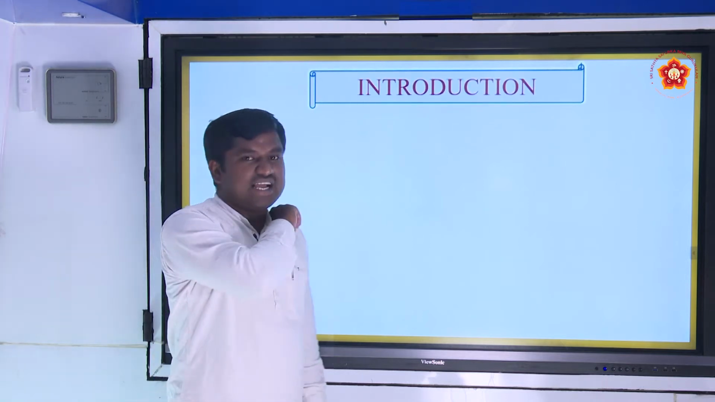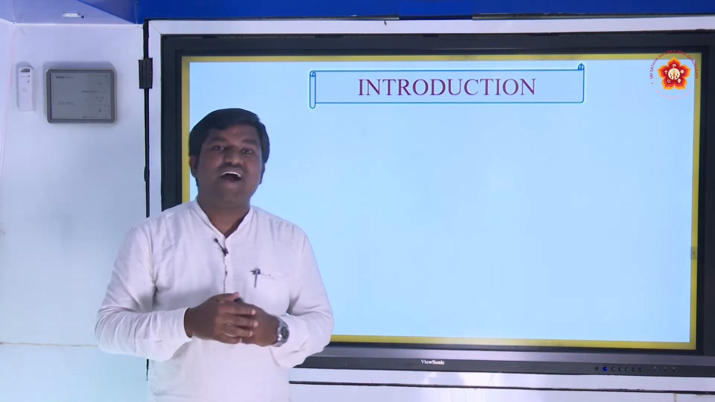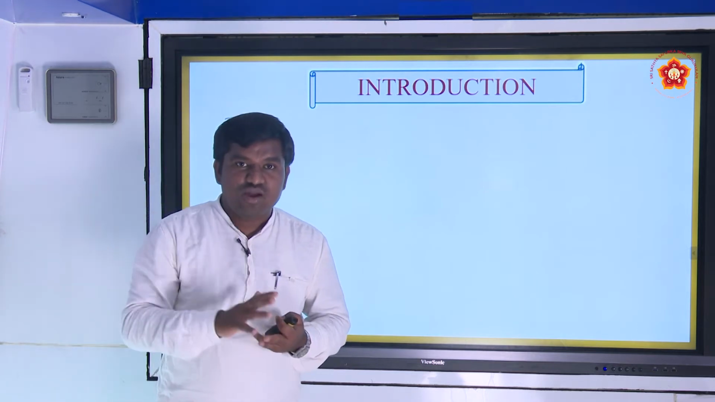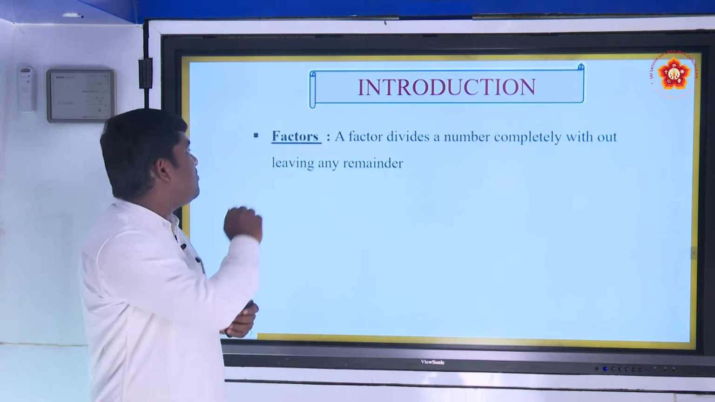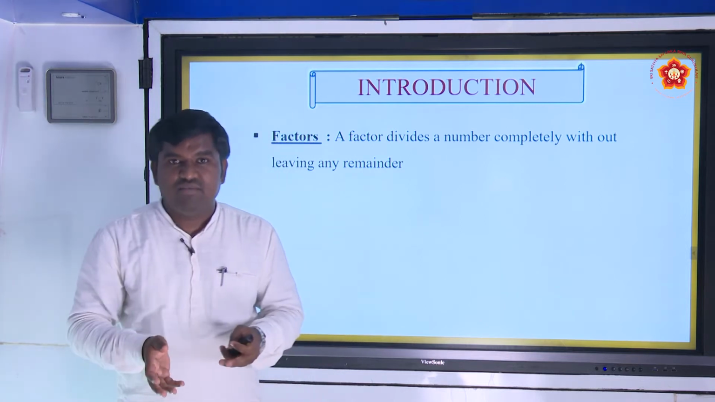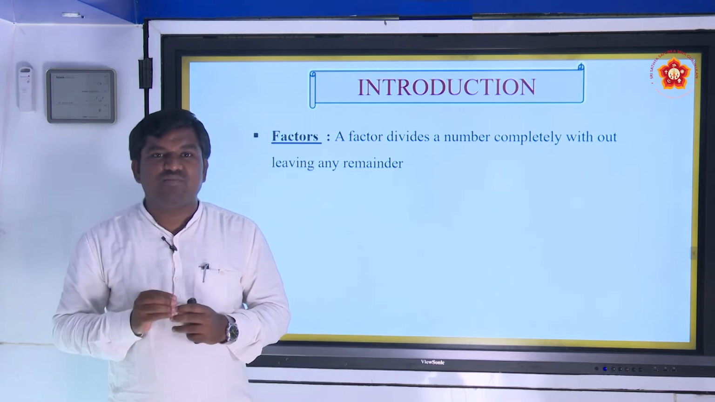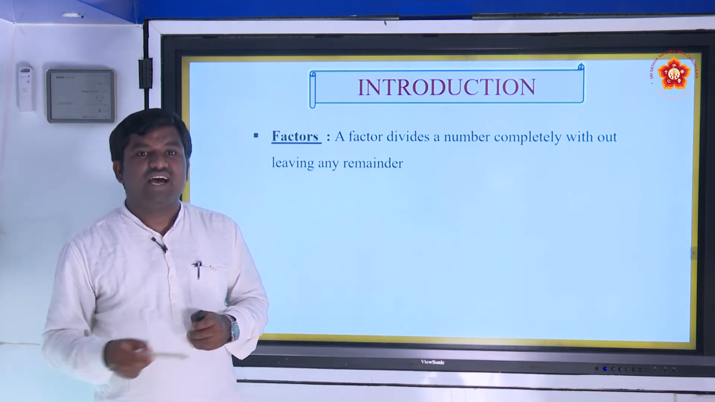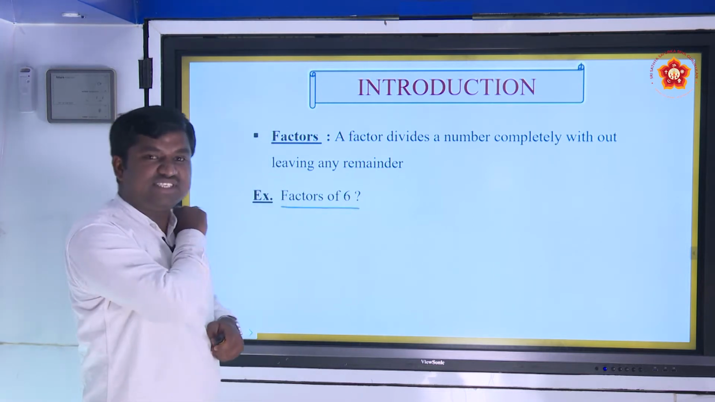First one, introduction. What is the chapter name? The chapter name is factorization. Before going to study factorization, we have to know about the factors. What is meant by factors? A factor divides a number completely without leaving any remainder. Without leaving any remainder means the remainder should be 0. That's called a factor. For example, we have to find out the factors of 6.